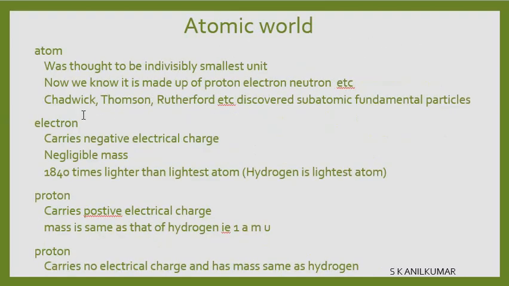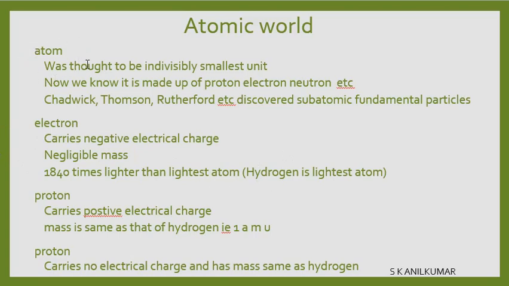And then in the atomic world, the electron is 1840 times lighter than the lightest atom. Hydrogen is the lightest atom. So lightest atom has what? A nucleus and electron. The nucleus is the mass. The proton and neutron together is what gives the mass for an atom. So this electron is 1840 times lighter than the lightest atom.